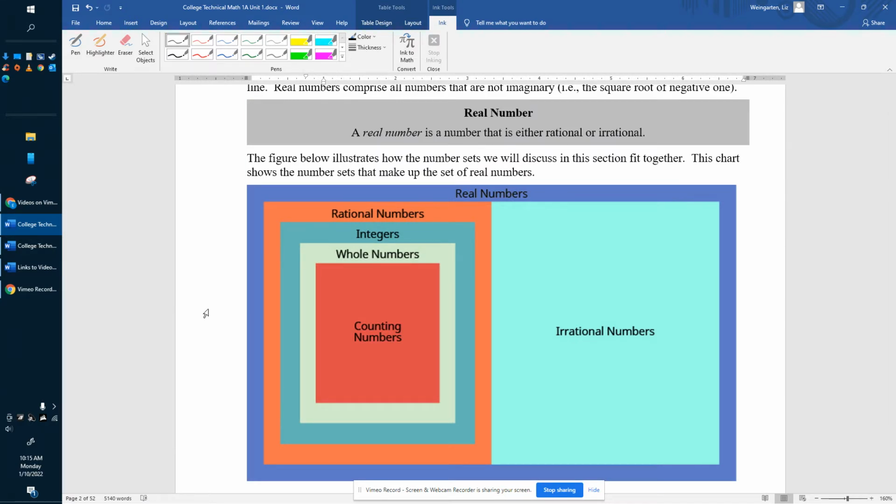Real numbers can be divided into two basic sections, the rational numbers and the irrational numbers. Rational numbers can turn into fractions. So anything that has a finite number of decimal places or repeating decimal places, and that's important, they have to actually repeat, those can be turned into fractions and are therefore rational numbers.